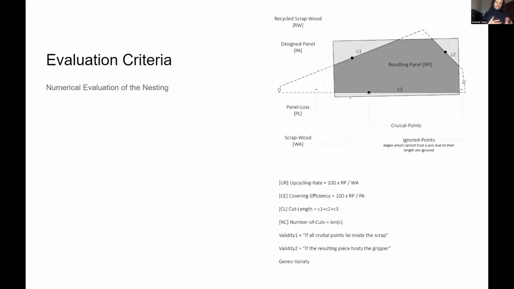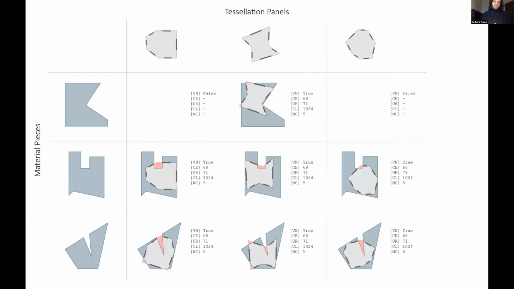After we managed to nest the pieces into each other, we have to evaluate how well these things are being matched together, like how good a fit we are achieving. For that, we defined a lot of numeric criteria, for example, what is the upcycling rate? Like how much of the material that we had we are reusing and upcycling, or how much of the panel that we have designed we are losing through the nesting process. So after defining a lot of numerical criteria, we have an automatic algorithm to nest the pieces, and we have some very specific criteria.